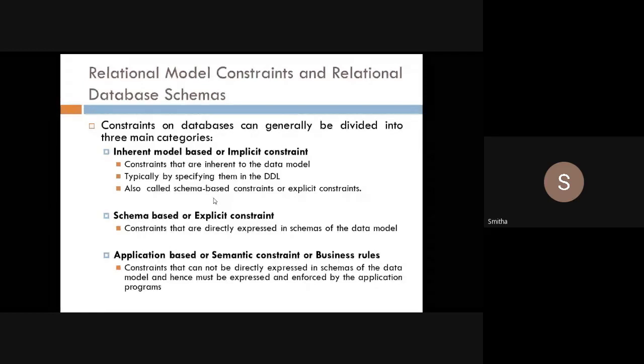Okay, we have three types of constraints here. First one is inherent model based or implicit constraint. Second one is schema based or explicit constraint. And third one is application based or semantic constraint or business rules.